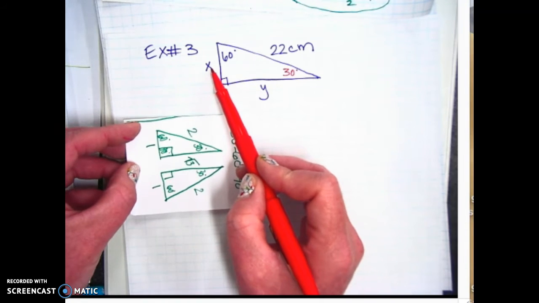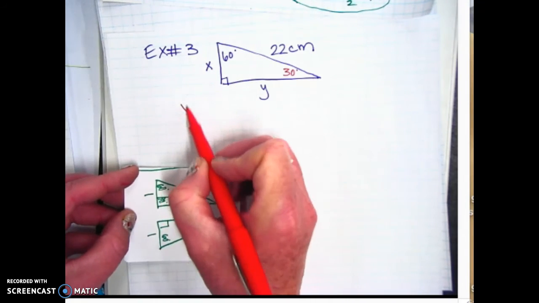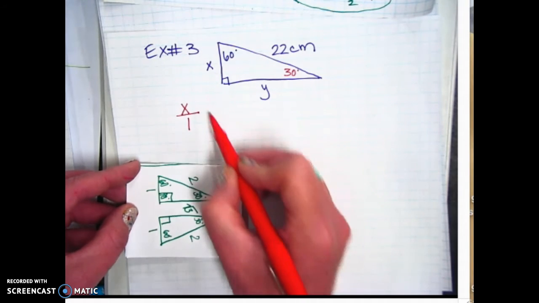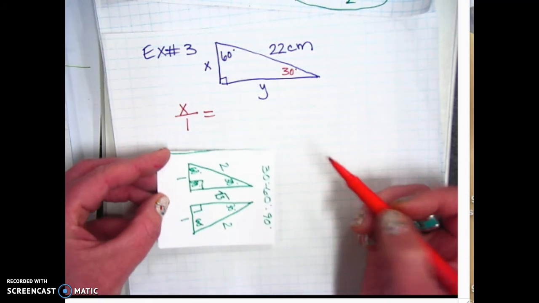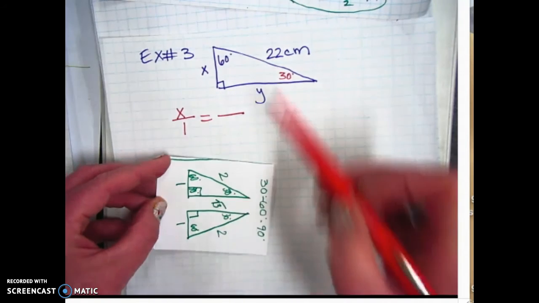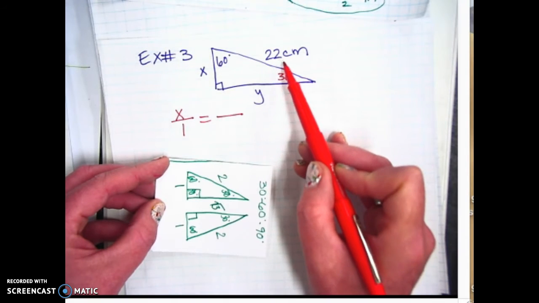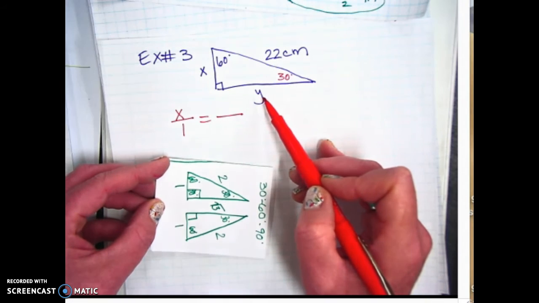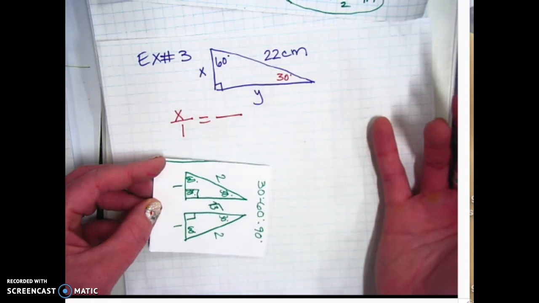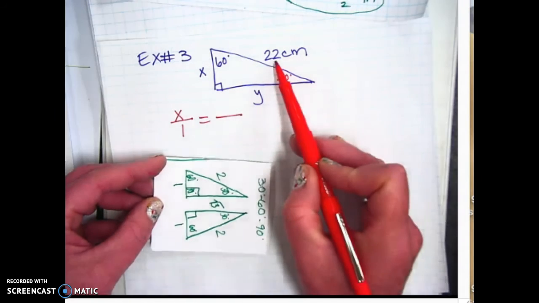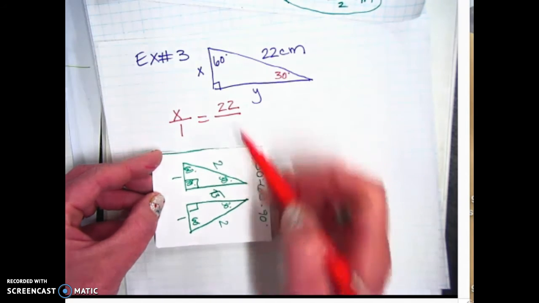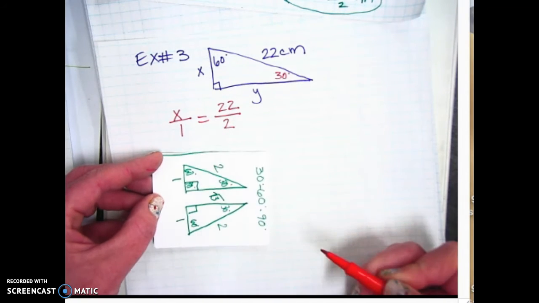So if we're doing x first, we're going to write that x in the numerator and the 1 that it corresponds to in the denominator, okay? For the fraction on the right, you want to use the side that you know. You know that this is 22. Don't use y because then you're going to have 2 variables in your problem. Then you're not going to be able to solve for anything. Okay, so use the one that you know. It says 22, and the corresponding side from the card is 2.